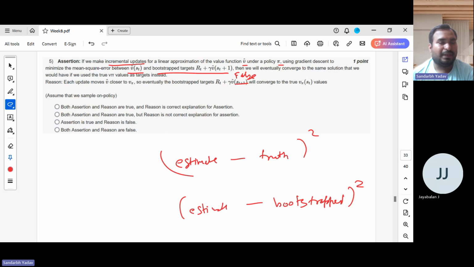Each update moves our estimate closer to the truth. So eventually the bootstrap targets will converge to the... not necessarily, this doesn't happen always. So this is also false. Maybe in some case it might happen, but not necessarily always. Because the biggest issue with bootstrap is that our targets are also non-stationary, right? There is this component of v here, and this is also changing time step to time step.